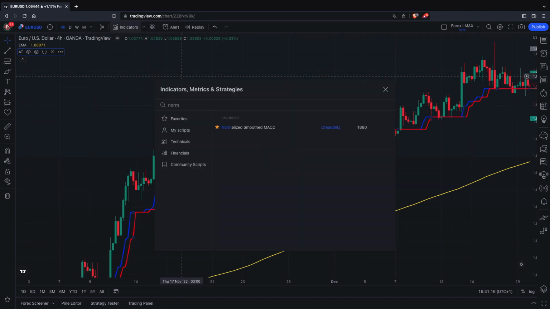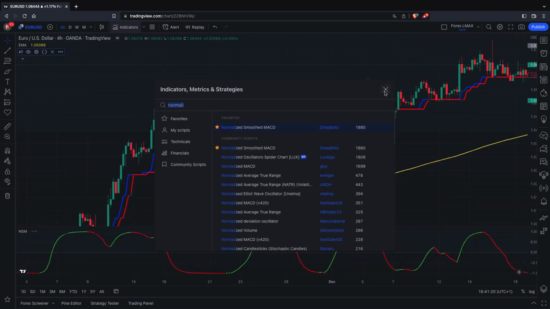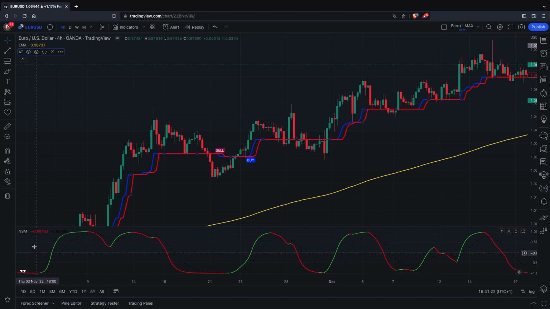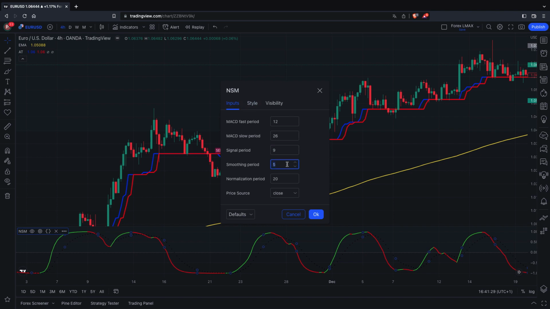Finally, we need the normalized smooth MACD. It gives us the confirmation to enter the trade. It must be green for long positions and red for short positions. We have to change the smoothing period to 25 and the normalization period to 25.